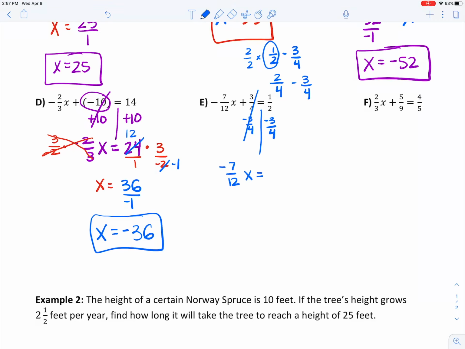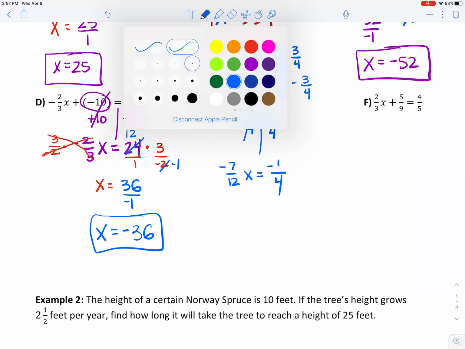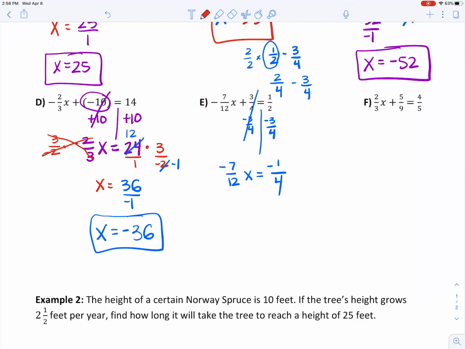2 times 1 is 2. Alright, so now we have 2 minus 3, which is negative 1. And then the 4 just stays the same on the bottom. Okay, so now we have ones just like the previous ones. We're going to multiply by the reciprocal. And these two fractions will cancel.